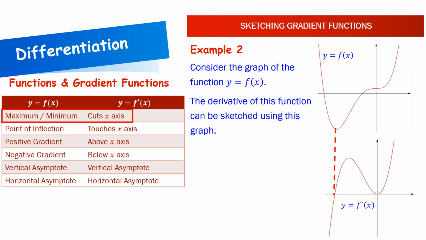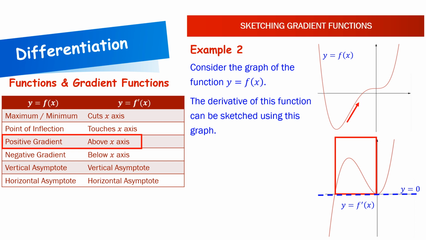Take a look at the graph y equals f of x. It has a local minimum as indicated, and therefore for the function y equals f dash of x, its graph will cut the x-axis at exactly this point. Also, y equals f of x has a point of inflection at the indicated point, and therefore the graph of y equals f dash of x will touch the x-axis at exactly this point.